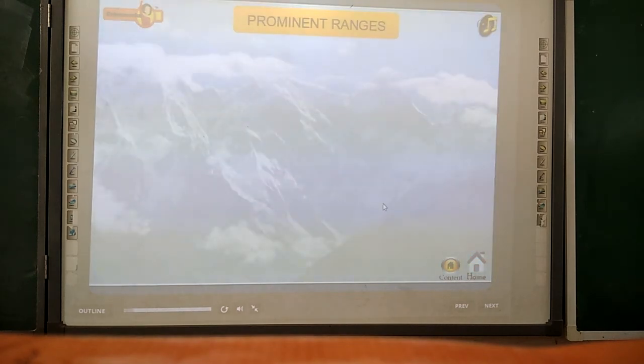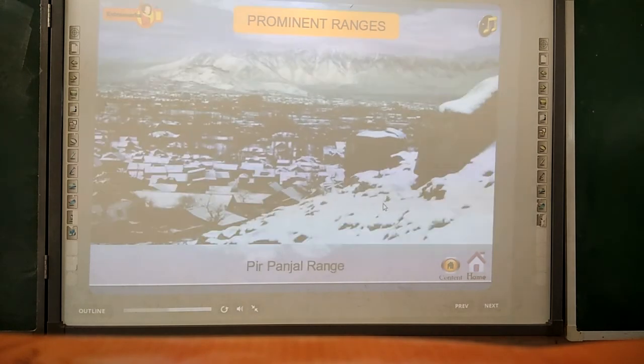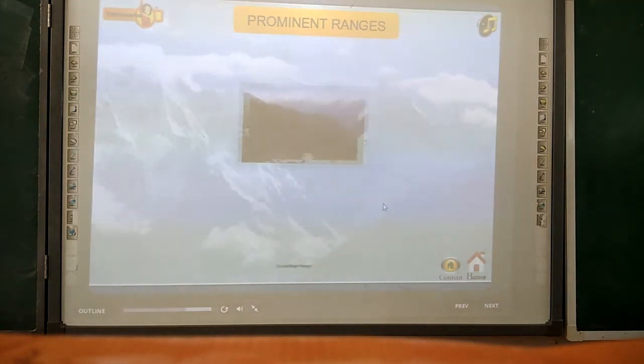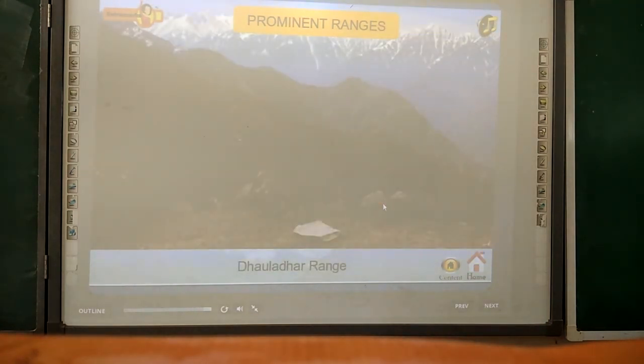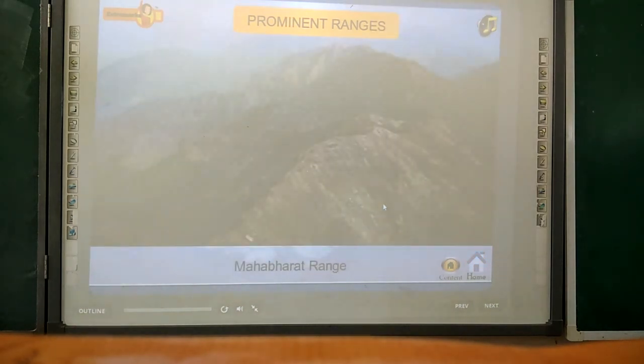The prominent ranges in the Himachal mountain range are Pir Panjal Range, Dhauladhar Range, and Mahabharat Range.